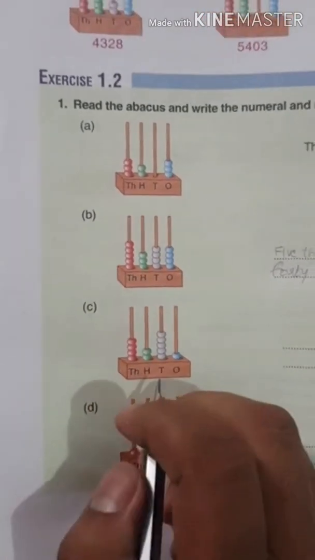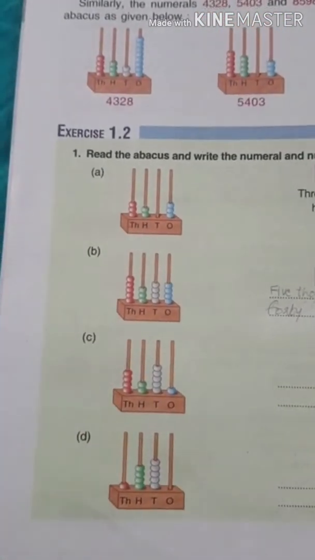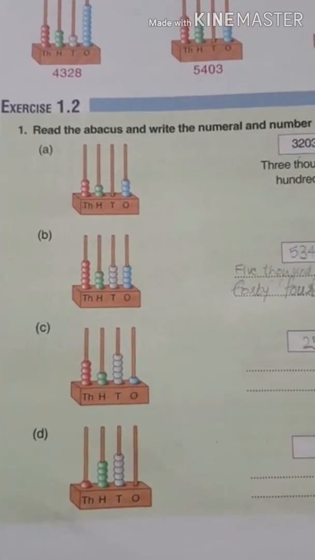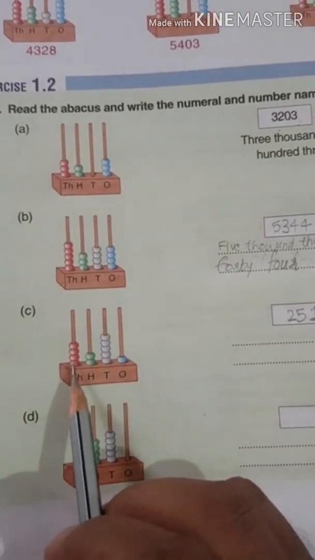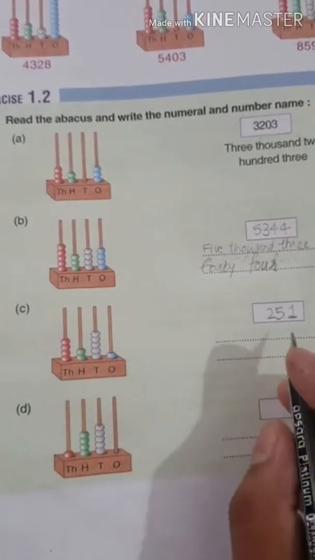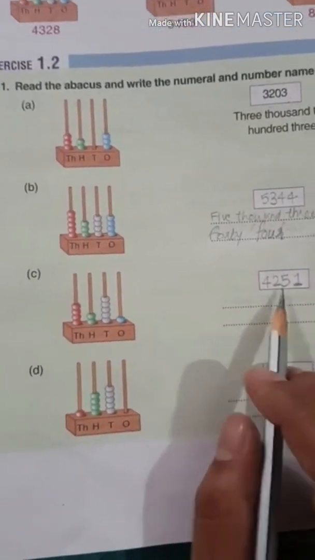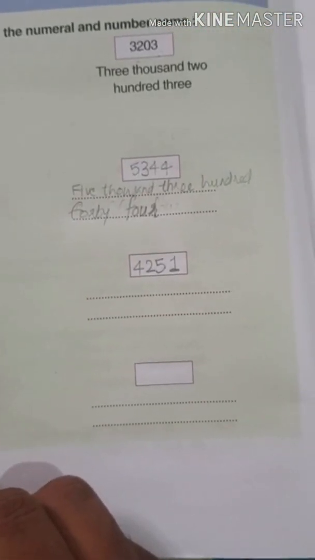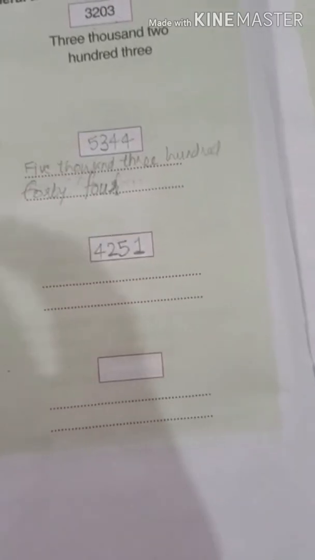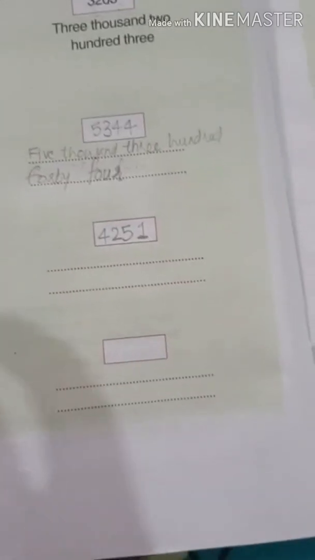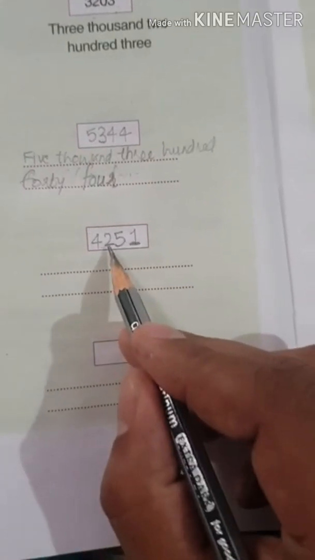Okay, next one, you say. How many beads are there in thousands column? Say, all of you. Very good. 1, 2, 3, 4 beads are there. Very good. 4 beads are there, and just to count how many digits are there. What is digit? Digits are the part of a number. Okay, how many digits are there? 4 digits. 1, 2, 3, 4.